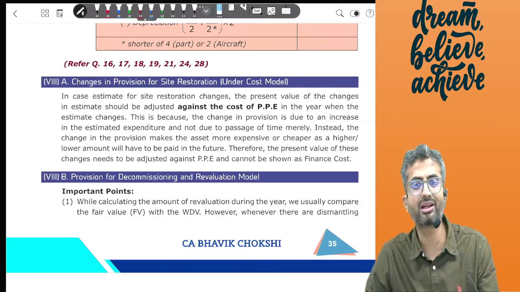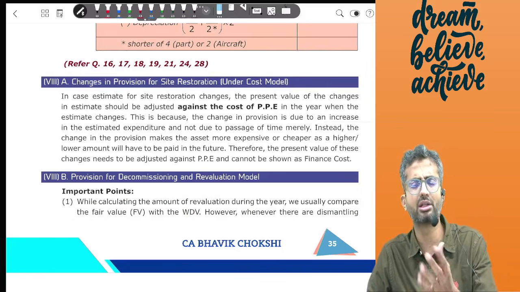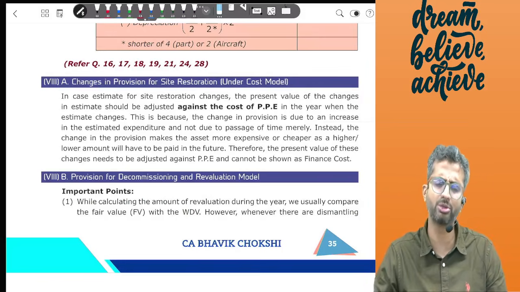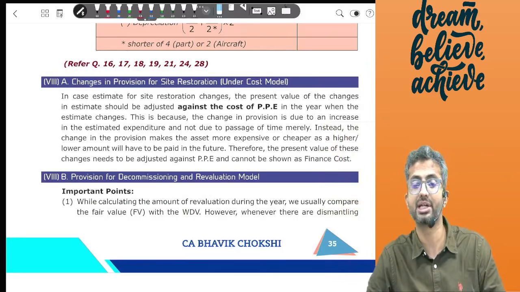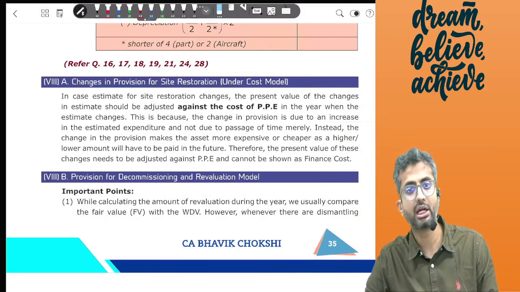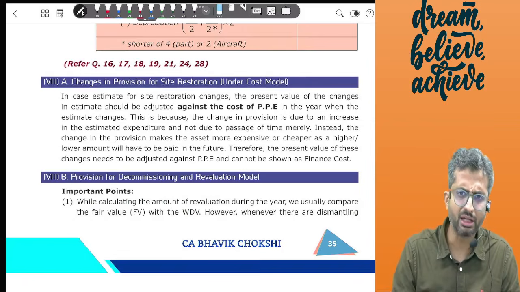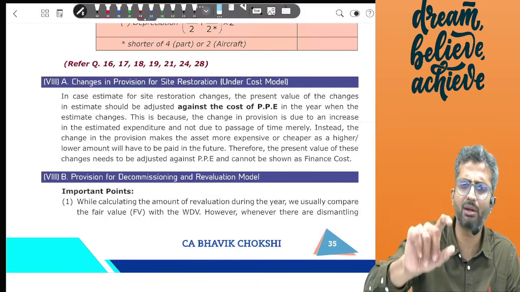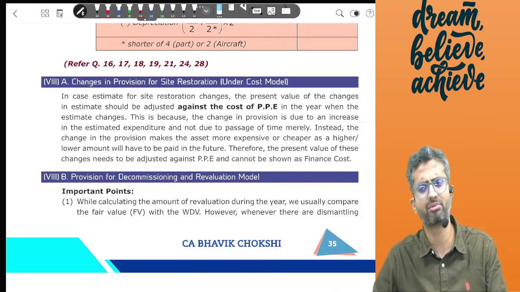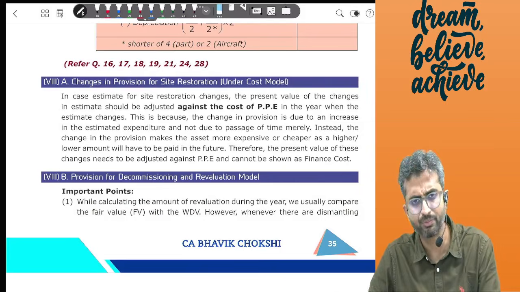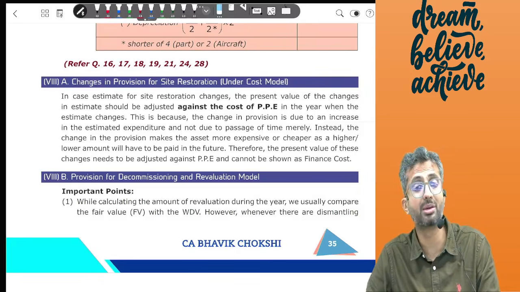Now, when you look at site restoration, let us say your asset was worth 100 rupees and there was another 10 rupees of site restoration cost, which means the asset appeared at 100 plus 10, that is 110 rupees, and 10 rupees was appearing as site restoration. Let us say now a year passes, and the useful life of the asset is 10 years. Your asset will be depreciated from 110 minus 11, so it is 99. Maybe there is some unwinding in the site restoration, 10 rupees plus 1, that is 11. So your asset is appearing at 99 and your site restoration obligation is appearing at 11.